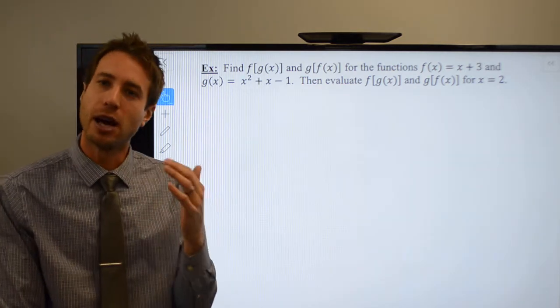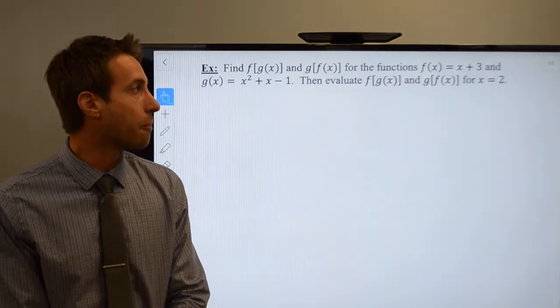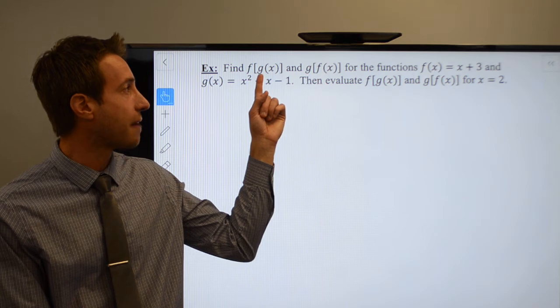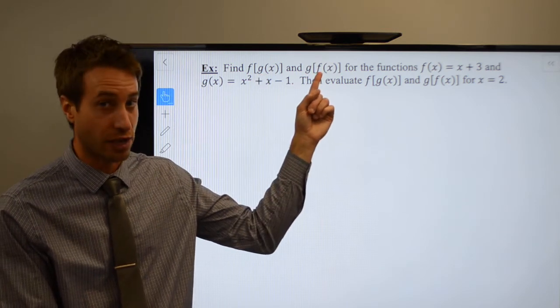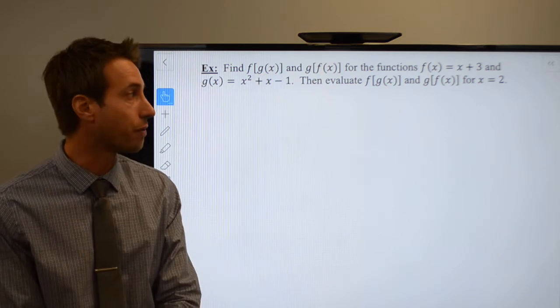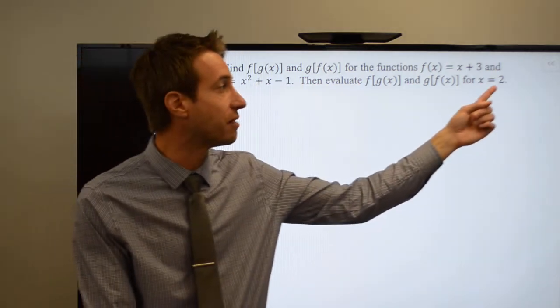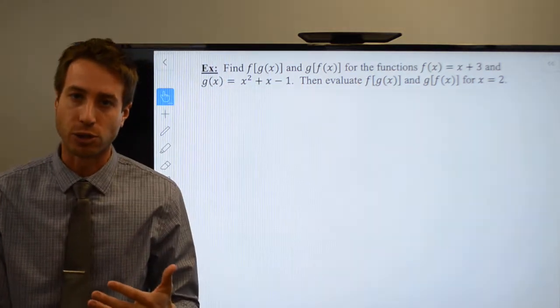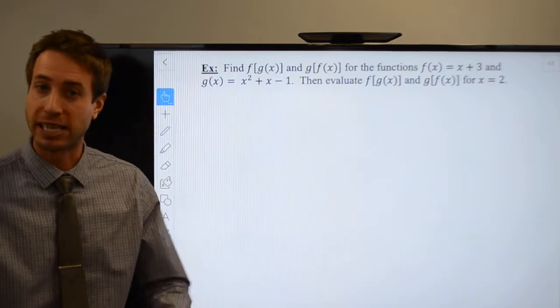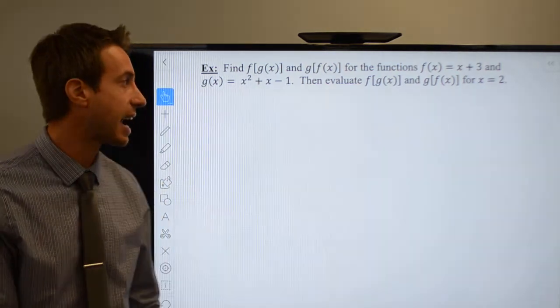This is actually a two-part problem where I ask you to find the composite f of g of x and then find the composite g of f of x. So we're going to find both of those. And then in addition to that, I then ask you to evaluate both of those composite functions for a particular domain value. So we'll get to that in a second.